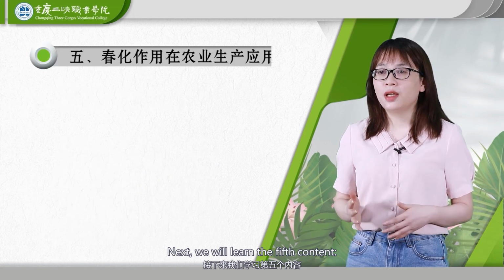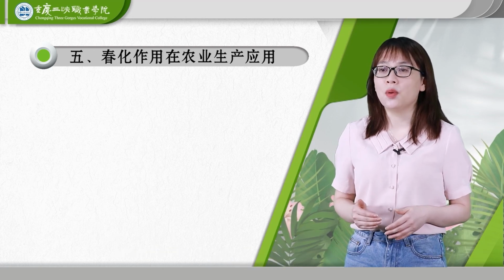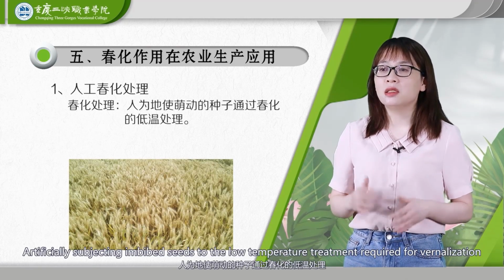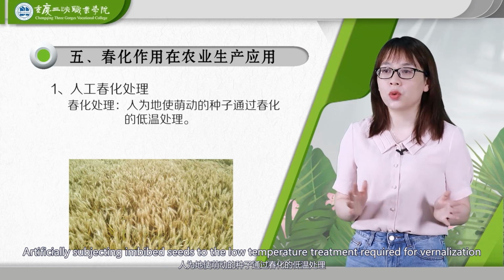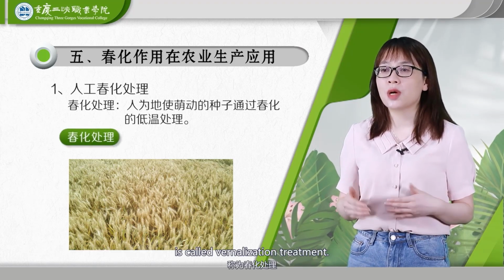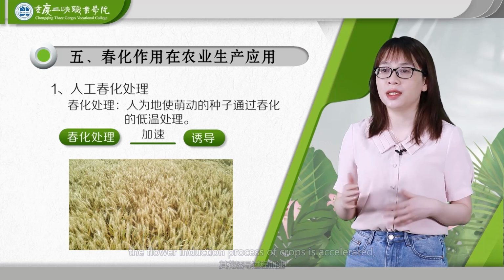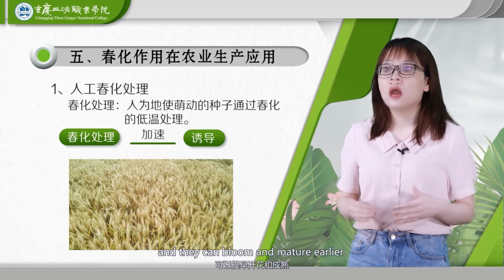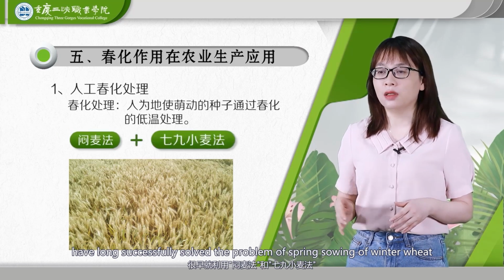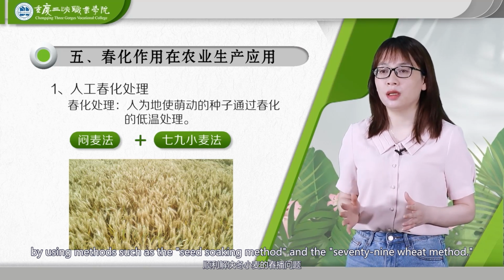Next, we will learn the 5th content: the application of vernalization in agricultural production, including 3 aspects. 1. Artificial vernalization treatment. Artificially subjecting imbibed seeds to the low temperature treatment required for vernalization is called vernalization treatment. After vernalization, the flower induction process of crops is accelerated, and they can bloom and mature earlier. Farmers in northern China have long successfully solved the problem of spring sowing of winter wheat by using methods such as the seed soaking method and the 79 wheat method.